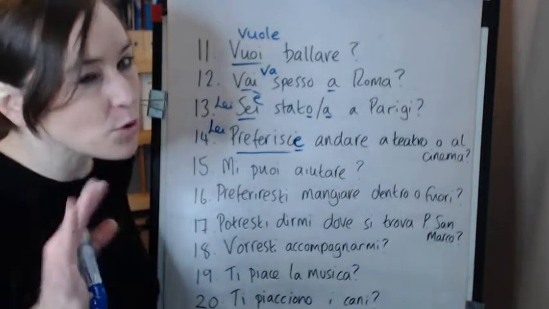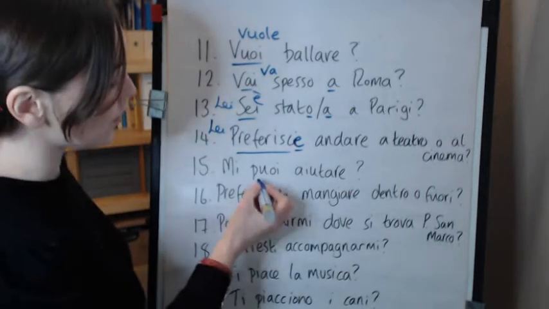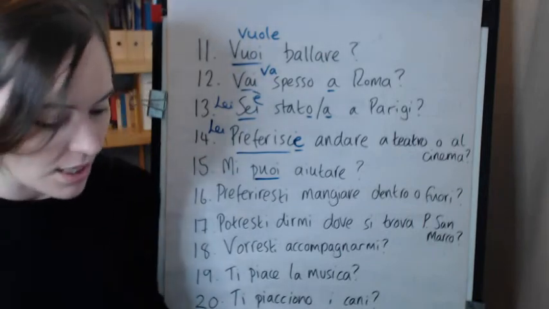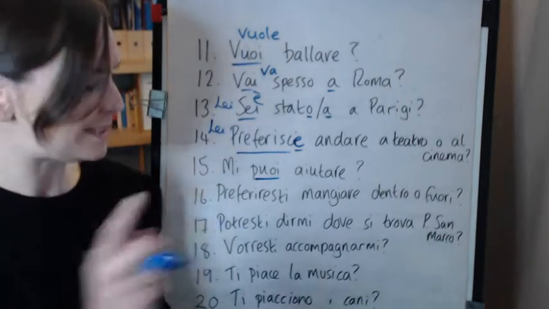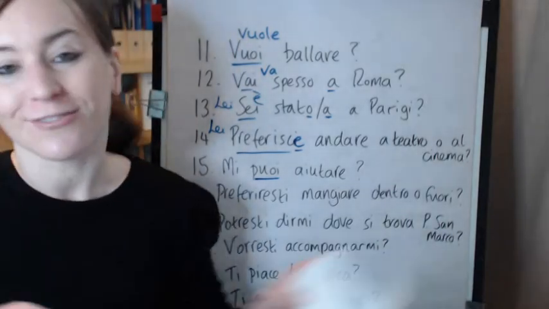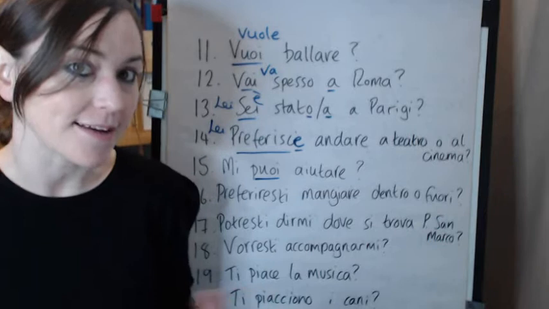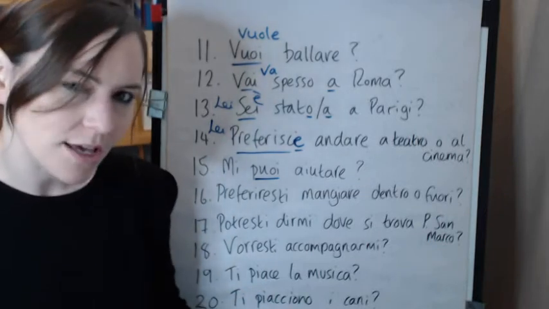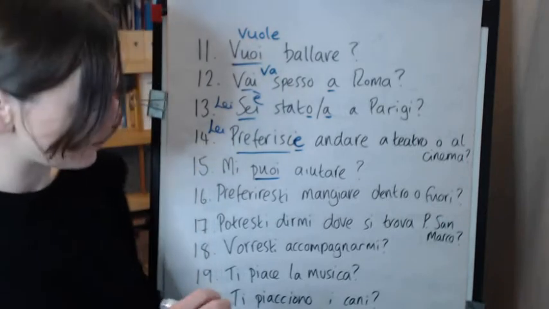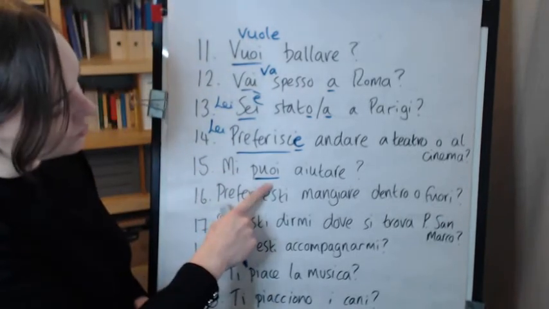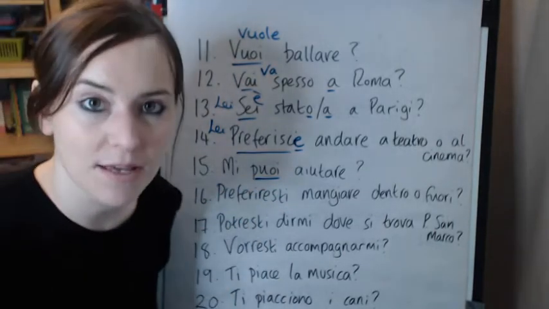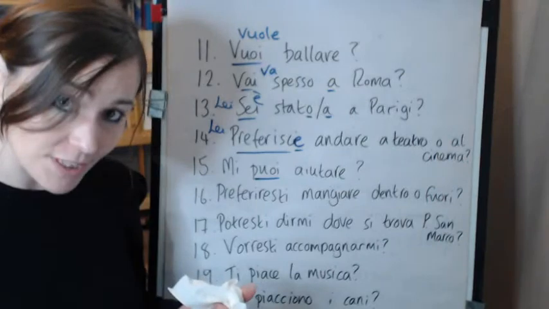Okay, now we get a little bit more complicated here. We have a modal verb, puoi, which means you can, in the tu form. But we've got this object pronoun in front of it. Mi puoi aiutare. Now what do you think that means? Mi puoi aiutare. Potere, to be able to, or can, if you like. Can you help me? Mi puoi aiutare, per favore? That's a useful one, isn't it?